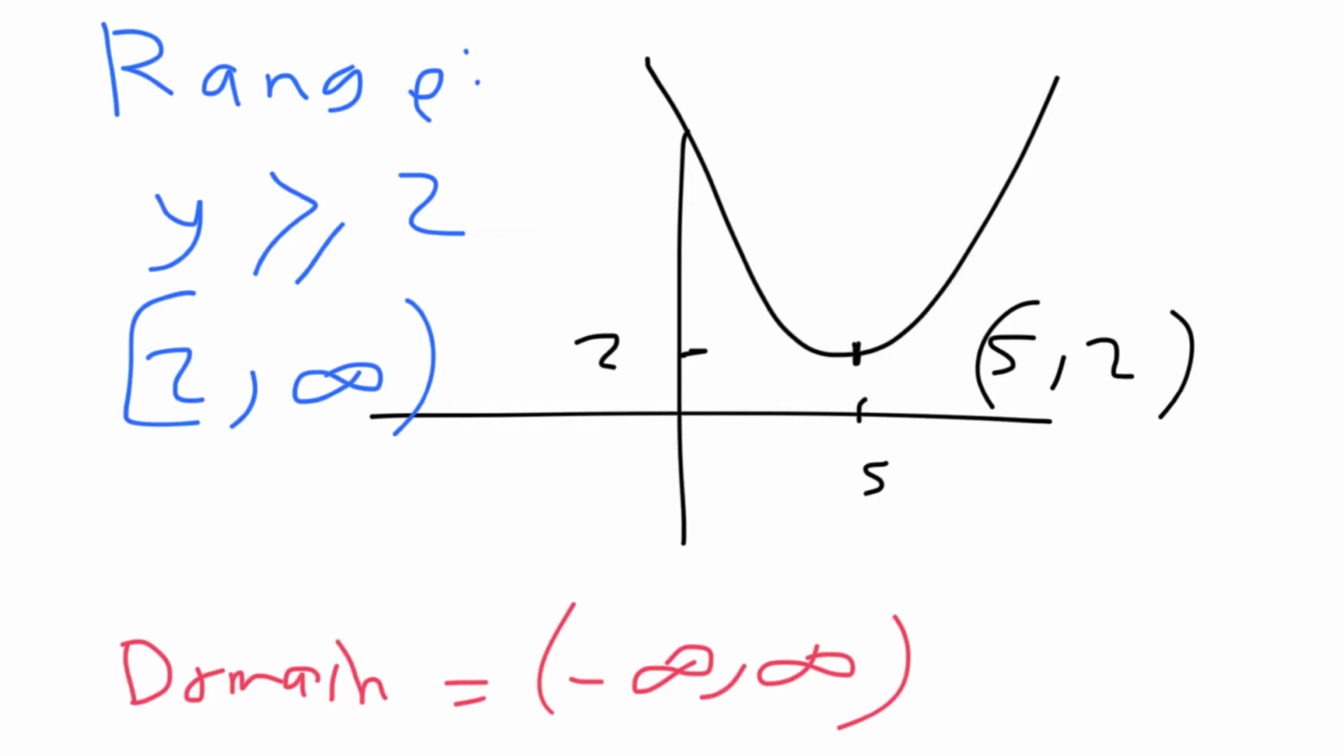The domain is from -infinity to infinity, because this is coming from -infinity and going all the way to infinity. This curve here doesn't end here. This curve is actually continuing here and continuing here.